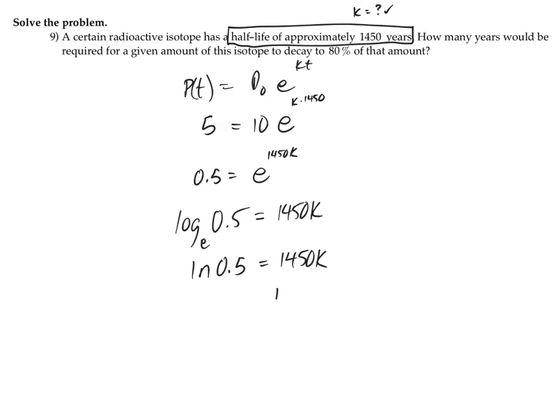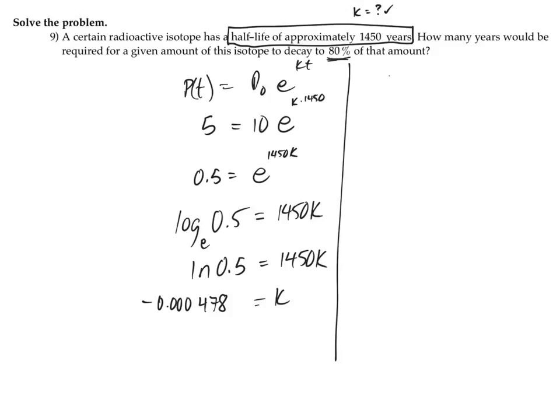Okay, so now divide both sides by 1450. So ln of 0.5 divide 1450. Well, that's a small number, and it's negative. Negative 0.000478, etc. Okay, so that's my K value. So if I have K, now then the question says how many years will it be required to decay to 80% of its original amount?